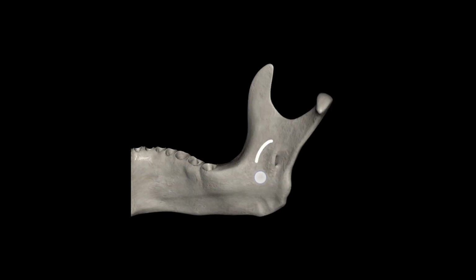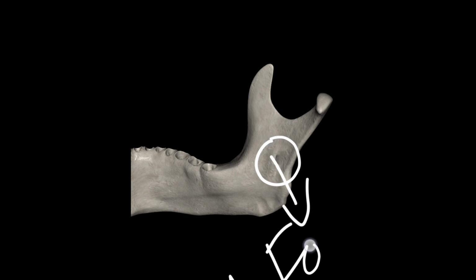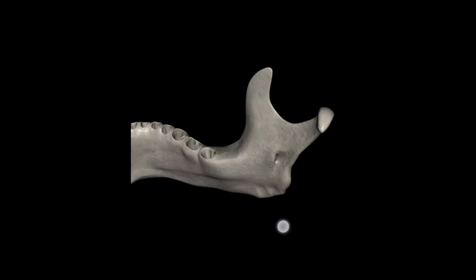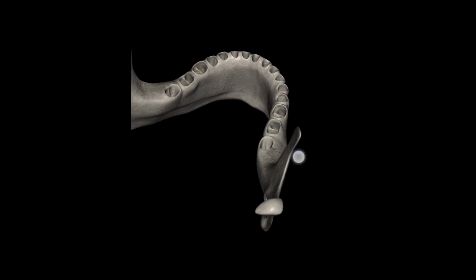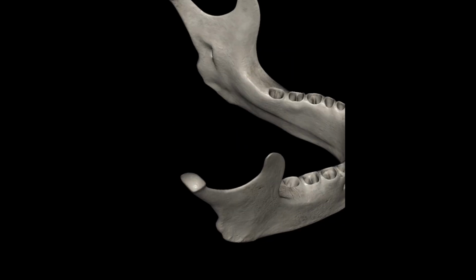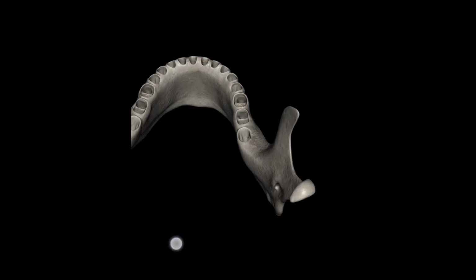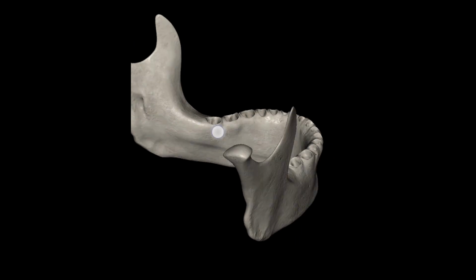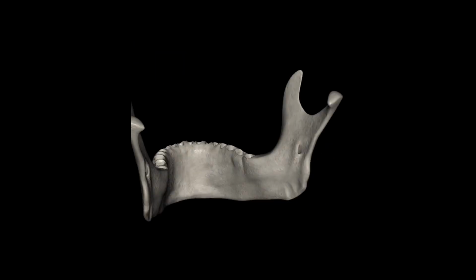Here you can find another foramen, the mandibular foramen. You see the mandibular foramen on the internal surface, whereas the mental foramen is on the external surface. Both are bilateral. Through the mandibular foramen passes the mandibular nerve, and through the mental foramen passes the mental nerve.